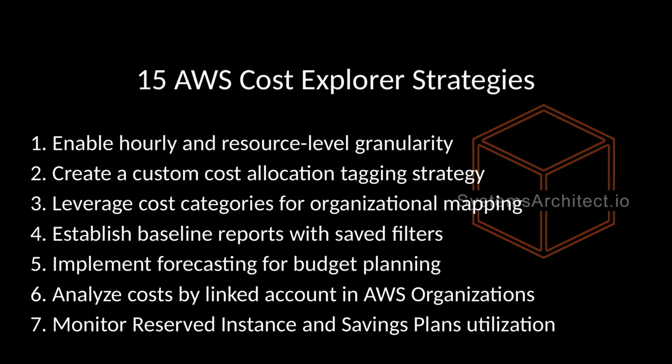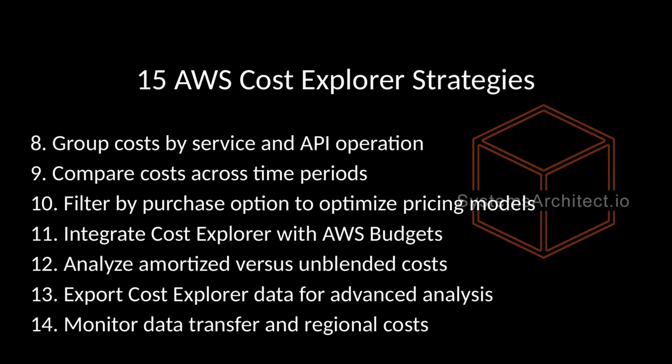1. Enable hourly and resource level granularity. 2. Create a custom cost allocation tagging strategy. 3. Leverage cost categories for organizational mapping. 4. Establish baseline reports with saved filters. 5. Implement forecasting for budget planning. 6. Analyze costs by linked account in AWS organizations. 7. Monitor reserved instance and savings plans utilization. 8. Group costs by service and API operation.